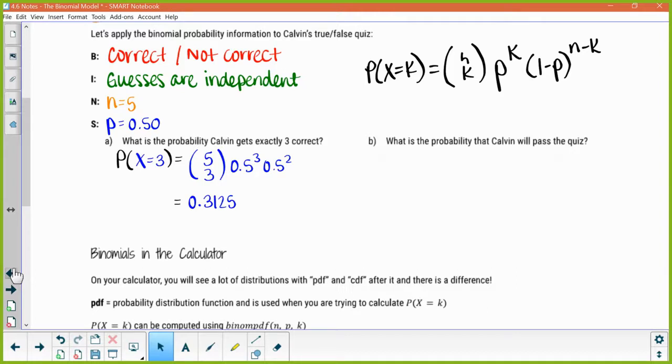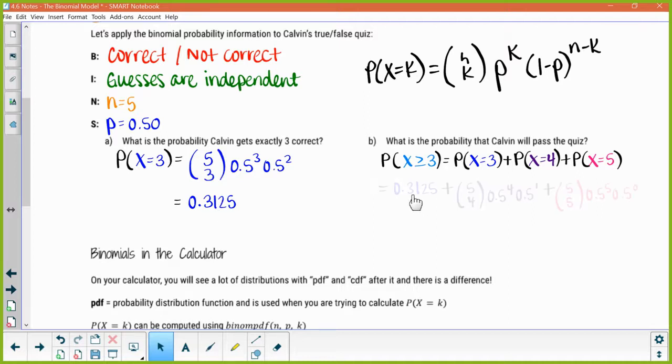So, what is the probability that Calvin will pass the quiz? Again, I'm going to follow that same method. Probability that x is greater than or equal to 3. We're going to add all 3 situations together. I already know the probability of x equal to 3, but I do need to do the probability that x is equal to 4. So I did 5 trials, 4 successes, 0.5 to the power of 4, 0.5 to the power of 1. Then 5 trials, 5 successes, 0.5 to the power of 5, 0.5 to the power of 0.